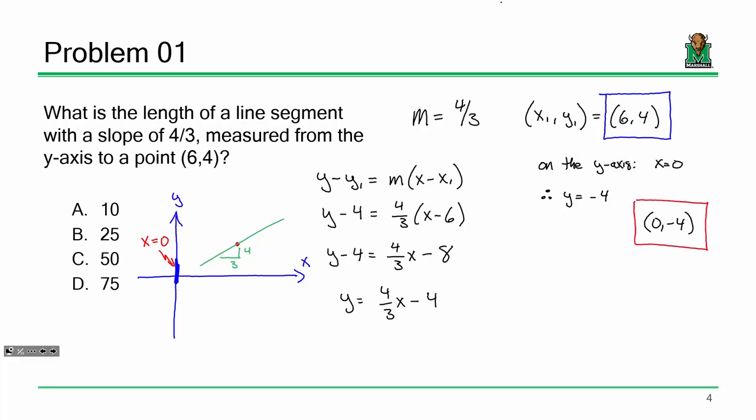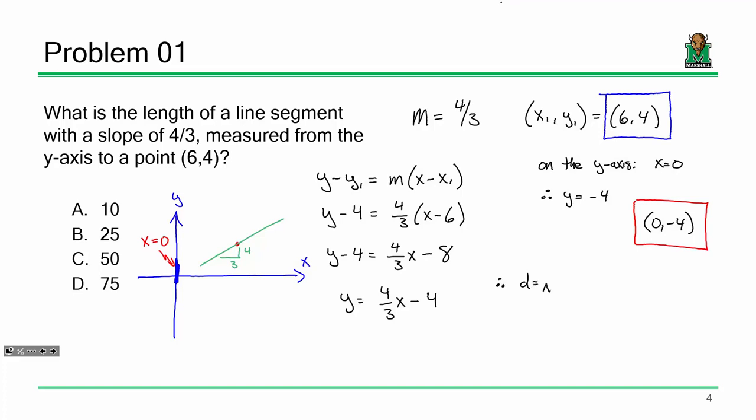What did the problem ask for? It said, what is the length of the line segment with this slope measured from essentially the point (6, 4) to this point, because that's the point where it crosses the y-axis. So now that I've got these 2 points, how am I going to determine the distance between them? Fairly straightforward, right?